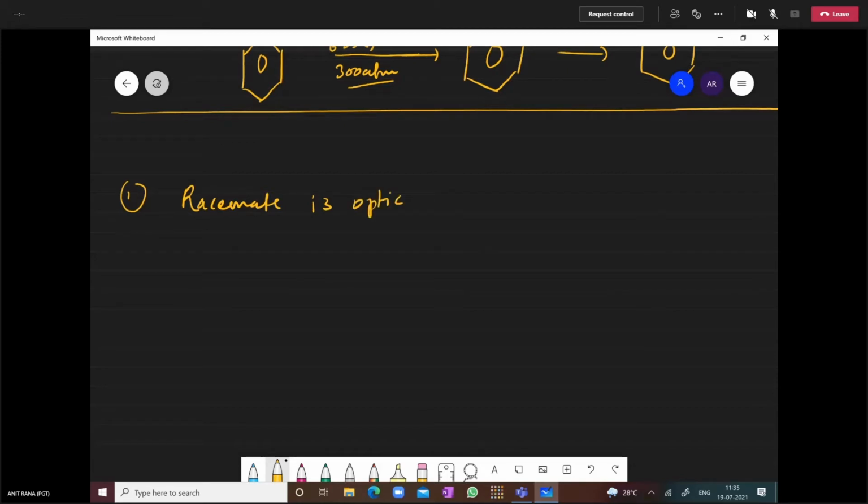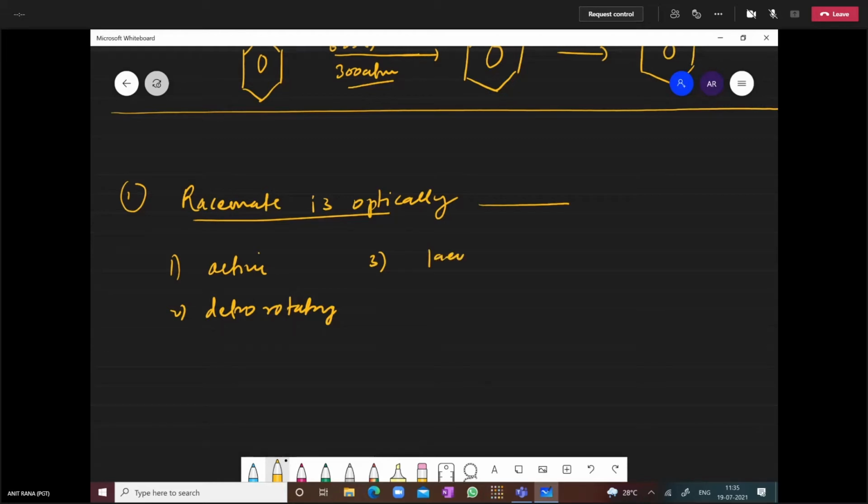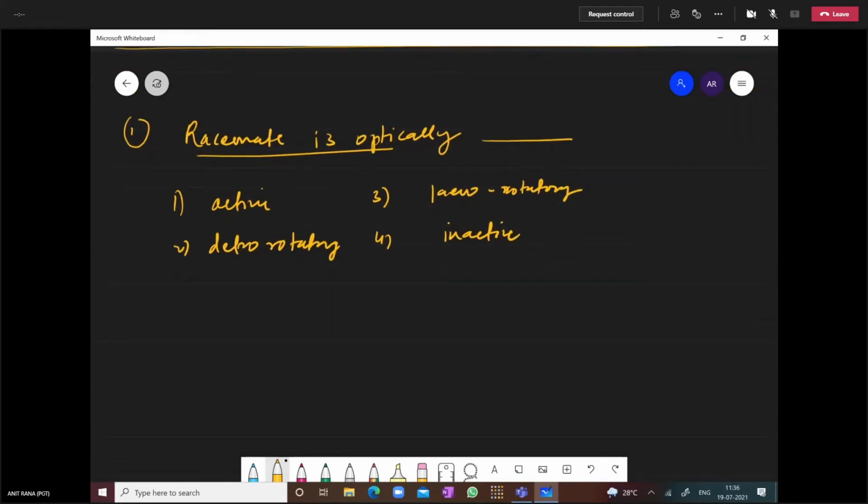I'll just write: racemate is optically dash. Is it active, dextrorotatory, third, levorotatory, or inactive? Or inactive. Yes. So racemate is what? 50% dextro, 50% levo.